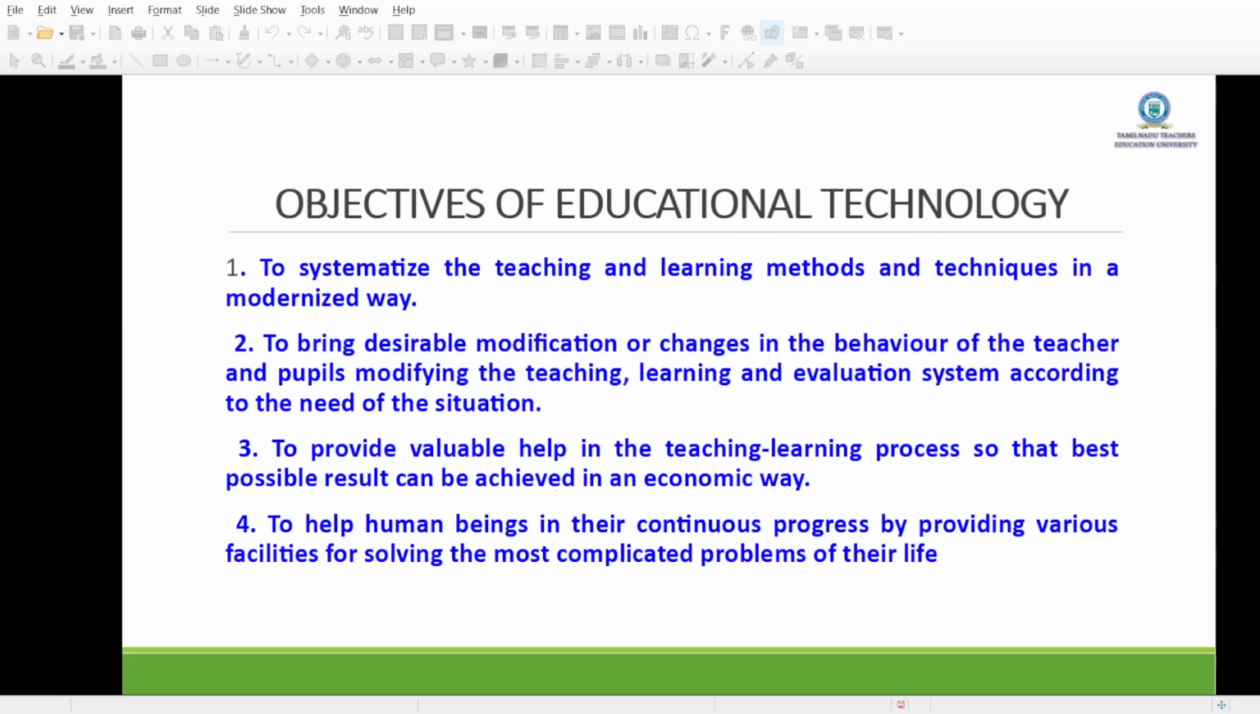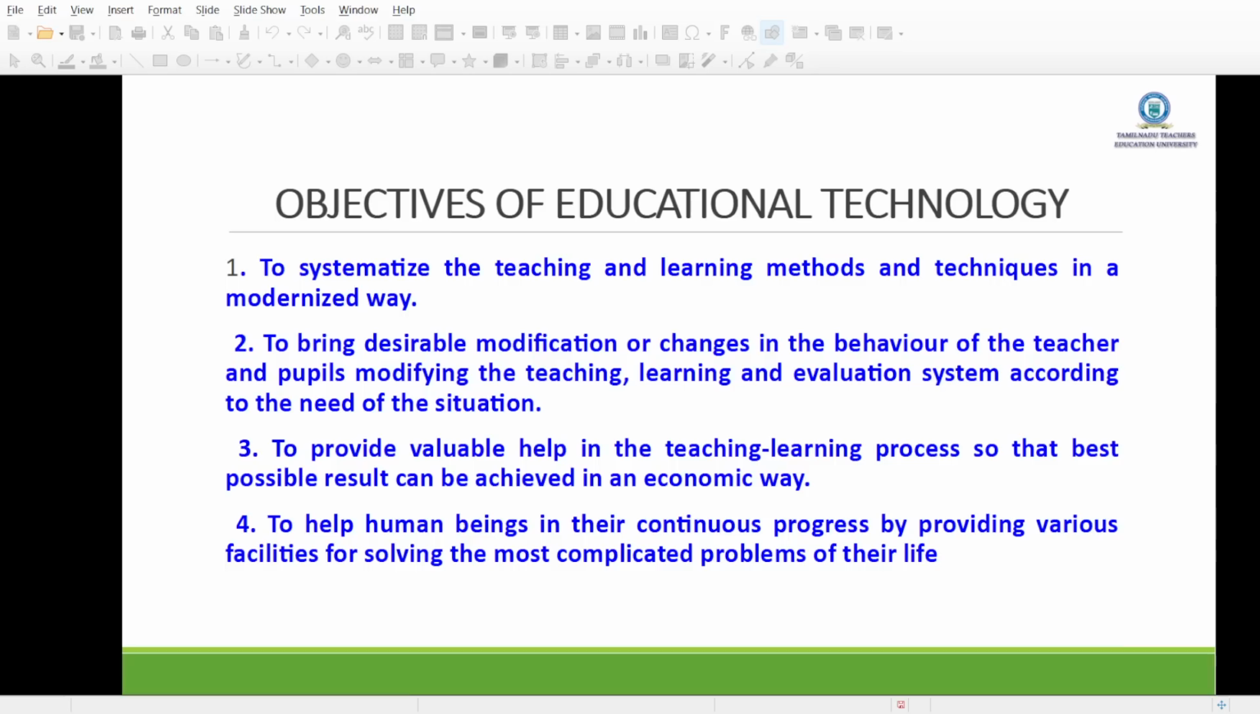Then, what are the objectives of education technology? Let us have a brief detail. First objective is that education technology systematizes the teaching and learning methods and techniques in a modernized way, and brings desirable modification or changes in the behavior of the teacher and pupils. Second, modifying the teaching, learning, and evaluation system according to the need of the situation.